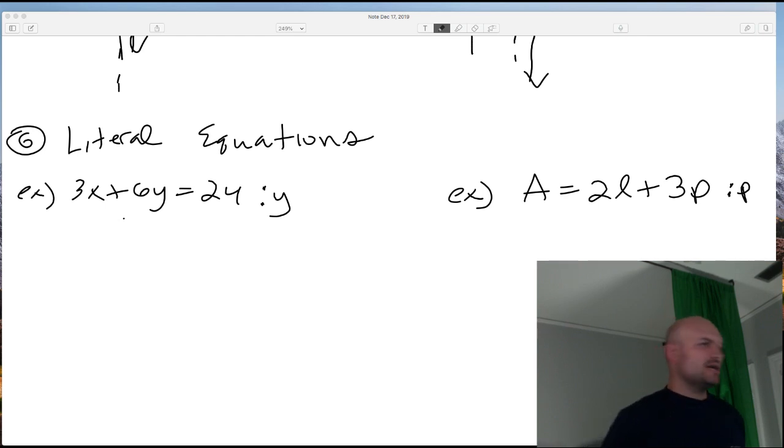So the main important thing to understand about literal equations, like when we're trying to solve a linear equation, is that we're not trying to solve for anything else except for the variable that we are defining. So in this first example, we're solving for y here. And to solve for y, basically what we want to do is isolate it. So we want to undo everything that is happening to the y.